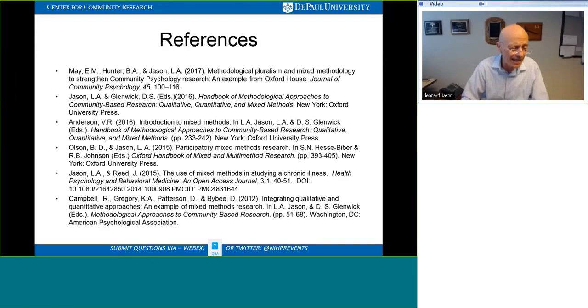I might add that the Handbook of Methodological Approaches to Community-Based Research has over 35 chapters in it, and the chapters are both on quantitative and qualitative methods, as well as mixed methods. And they all give examples of how they were used by researchers, not only in the United States, but in other countries.